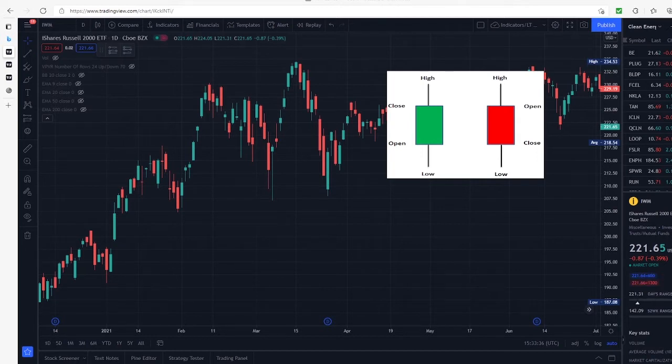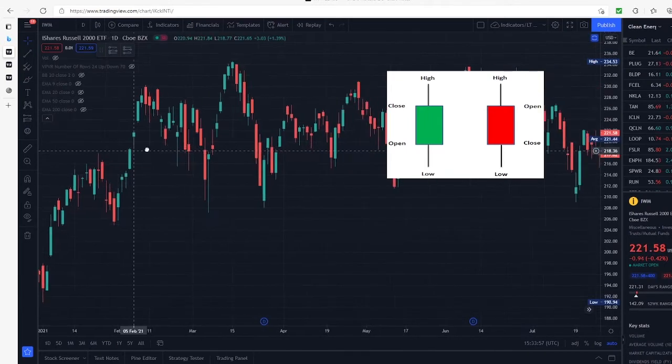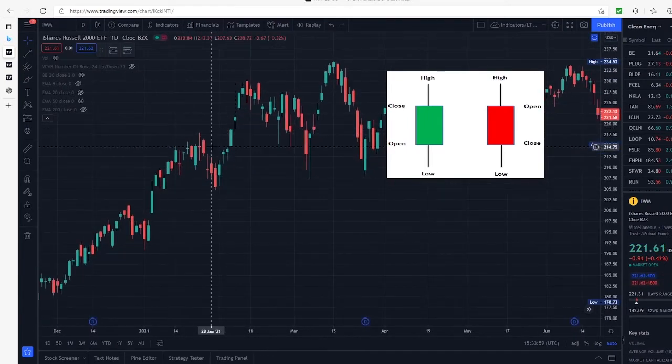A green body shows a price increase, meaning the stock price closed higher than when it opened, while a red body indicates a price decrease, meaning the stock price closed lower than it opened. The colors may sometimes vary by platform, and they can be changed. I like to use TradingView for my charts, as it really is the most intuitive, and it's also free, so I highly recommend it, and I'll be using TradingView for my charting in all future videos.